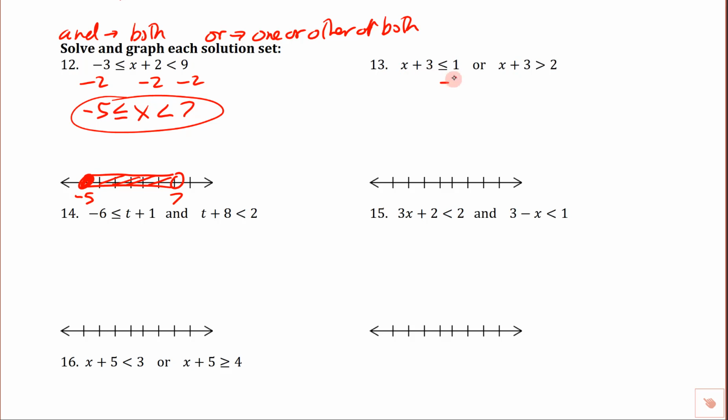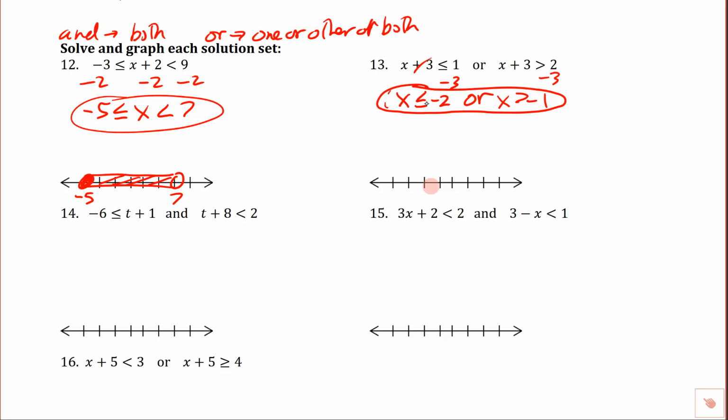So when we solve this, we're just going to subtract 3, so we get x is less than or equal to negative 2. I'm going to write the word or here just to remind us there. We're also going to subtract 3 here. So this is going to be x is greater than negative 1, I think, okay? Now, you can't write these type of compound inequalities without using a word. You got to have the word or in here. Let's go ahead and take a look at what the solution might look like.